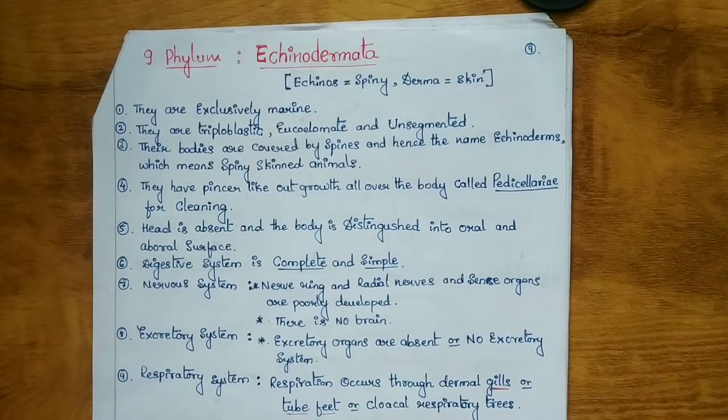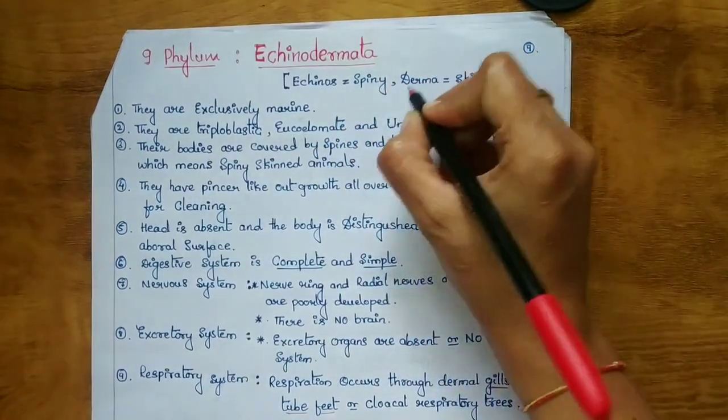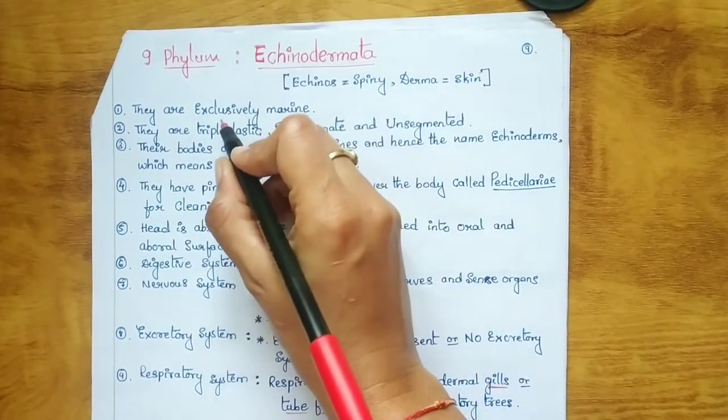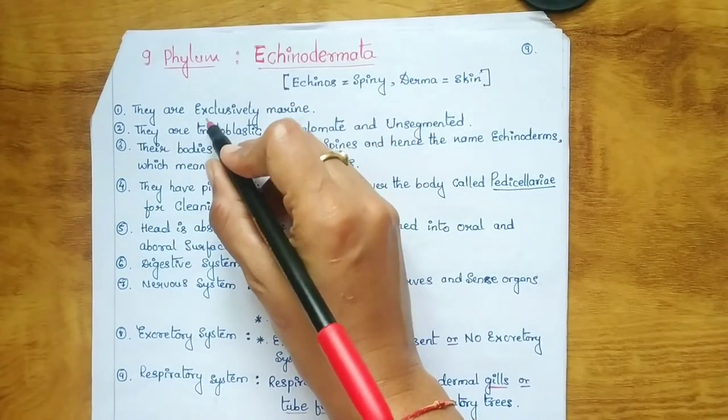Before starting with the actual points, let us know the meaning of Echinodermata. Here, echinos means spiny, derma means skin. Okay, and here are some points which I am going to discuss. Let us start with them one by one. Here is the first one.